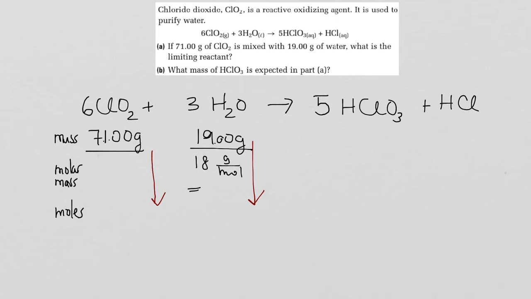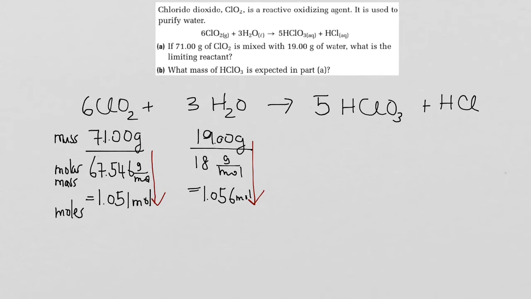So that would give us 1.056 moles of water, and the molar mass of ClO2 is 67.546 grams per mole. And 71 divided by 67.546 would also give us 1.051 moles of ClO2.